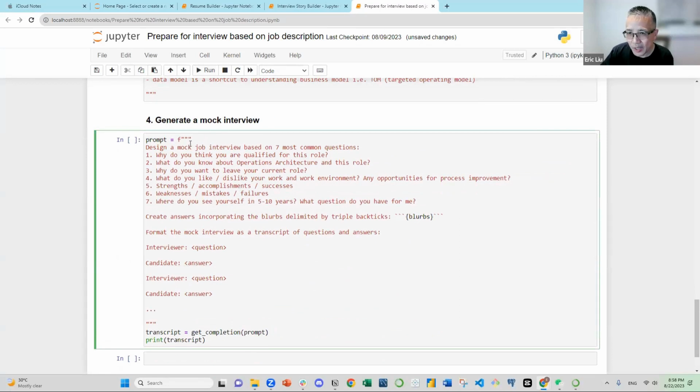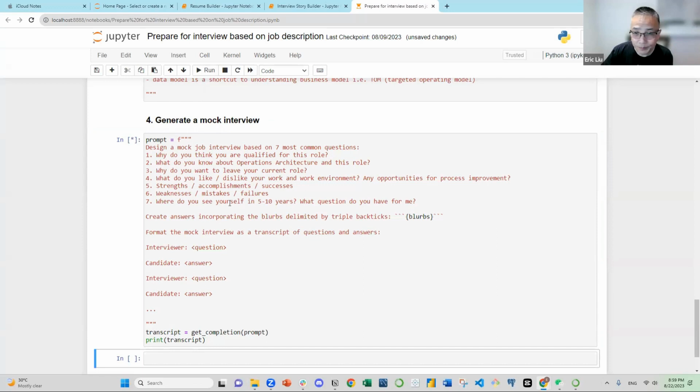We're going to generate a mock interview. So we asked OpenAI to design a mock interview based on the 7 most common questions, and create answers incorporating the blurbs delimited by triple backticks. Format the mock interview as a transcript of questions and answers. The interviewer asks a question and the candidate answers that question with a story. Ask a question, answer that question with a story. Blah, blah, blah, right? So let's run this.